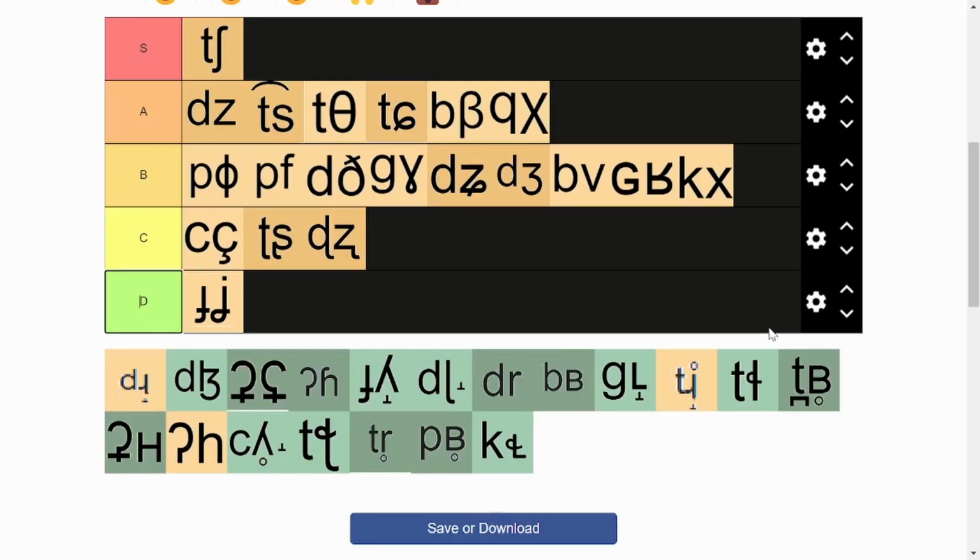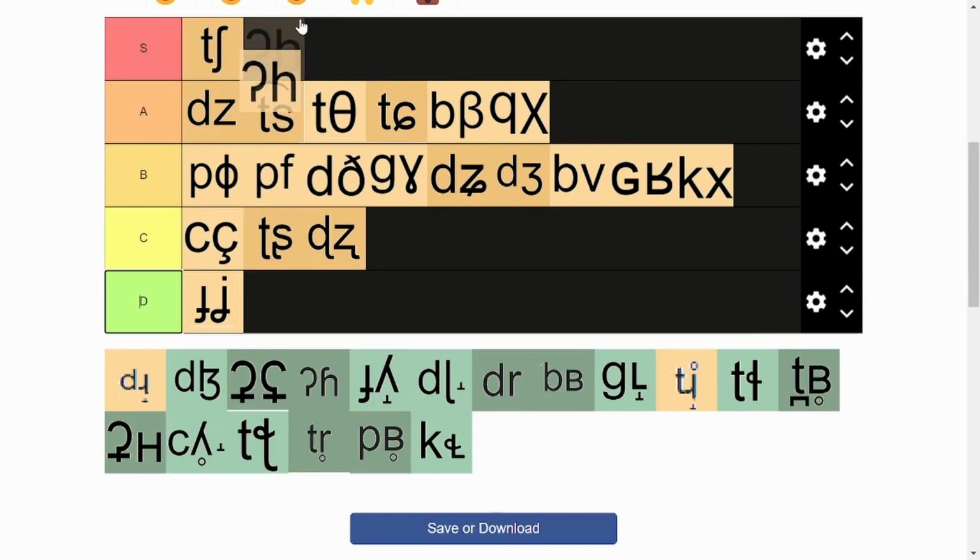Personally, I think this is an S. I like this one. I love it. Yeah, it is a very odd one. It's weird. It's very weird, and cool. It's super rare, only as an allophone, but I like it.